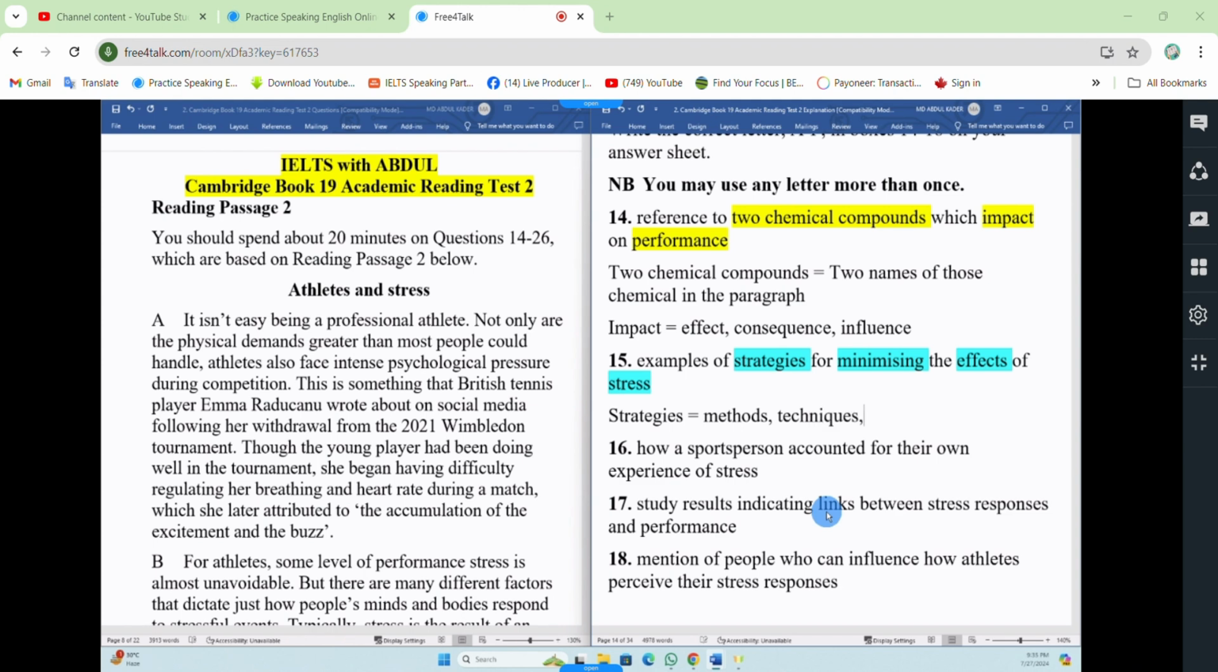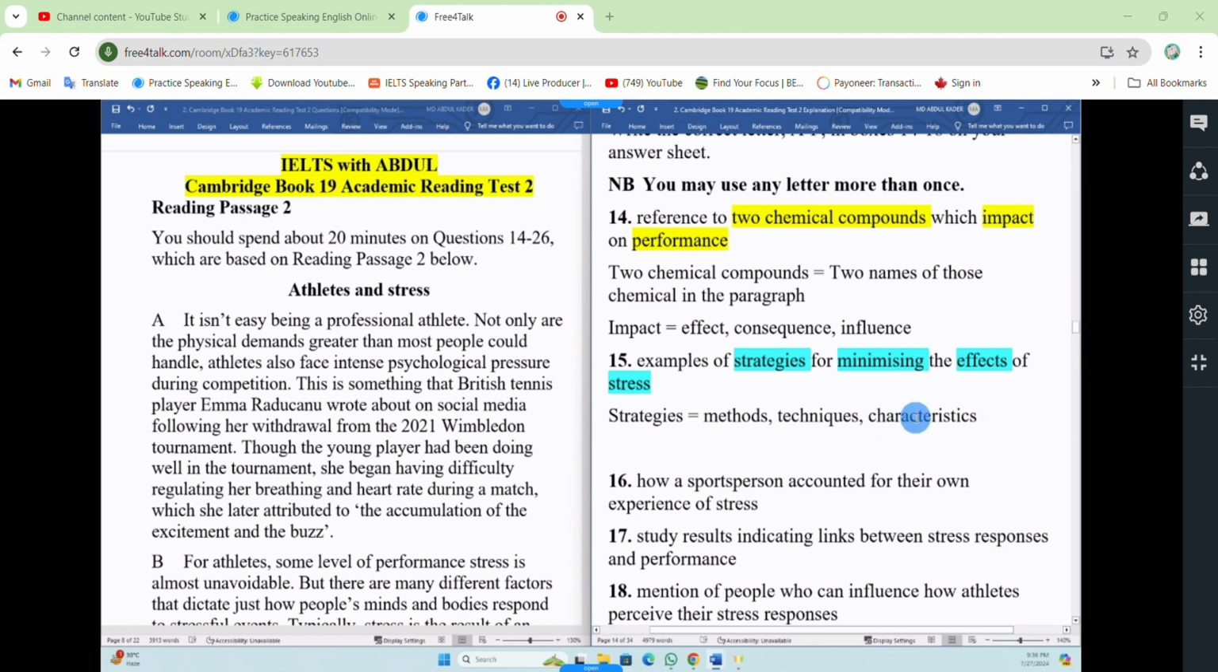Some strategies means some methods, some techniques, or what could be other words for strategies? Aspects, we can consider characteristics. Yes, characteristics. We should also consider the word characteristics. So we will have some characteristics, methods, or techniques for minimizing. So let's consider our next word, minimizing.